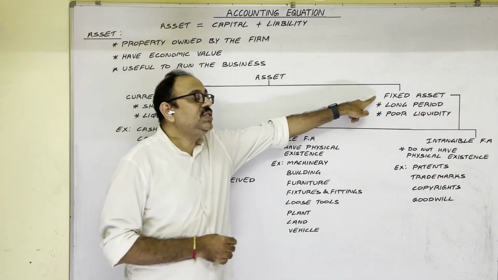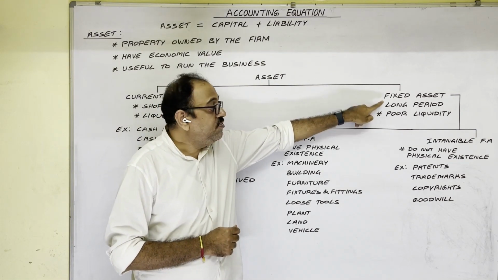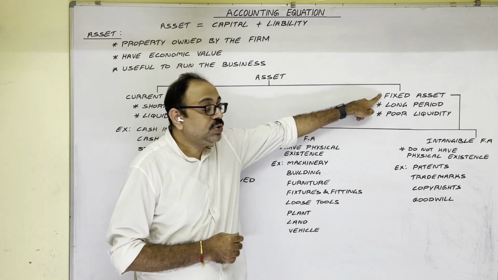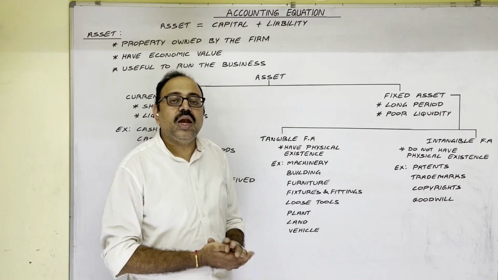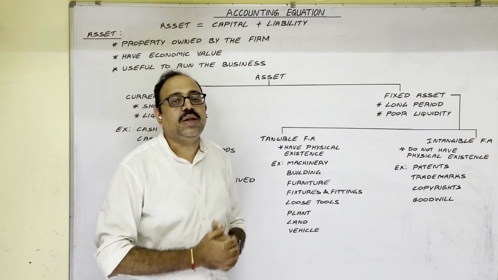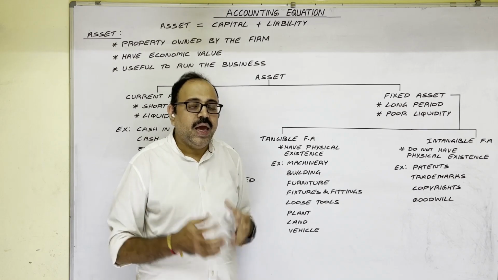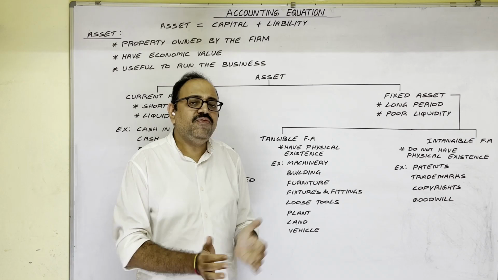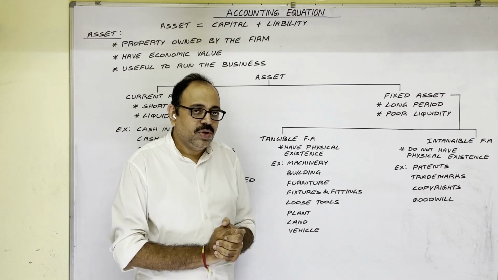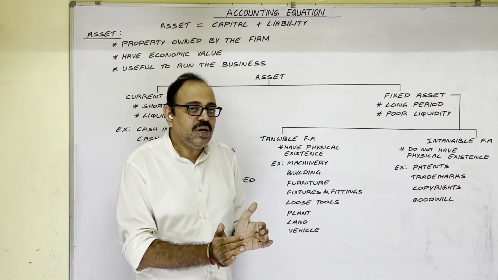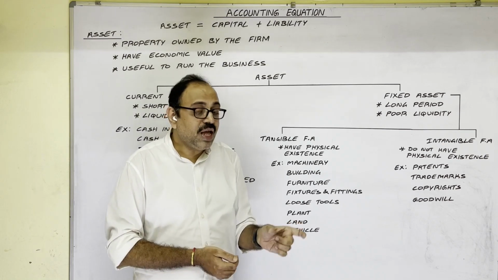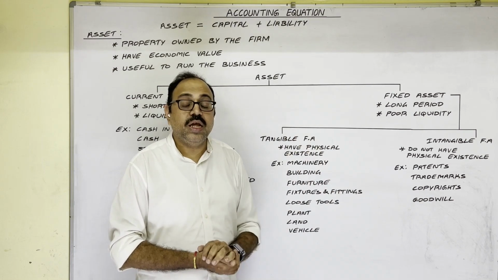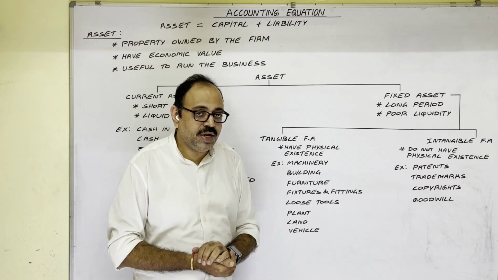Next, fixed assets means what? If any asset is used by the firm for a long period, that asset is known as fixed asset. Here long period means more than 1 year. For example, a company purchased a machine to manufacture goods. Only for 1 year do they use this? No. So they are going to use this machine for a long period. Say machinery life is 10 years. So the company uses this machine for 10 years. 10 years means above 1 year, long period.